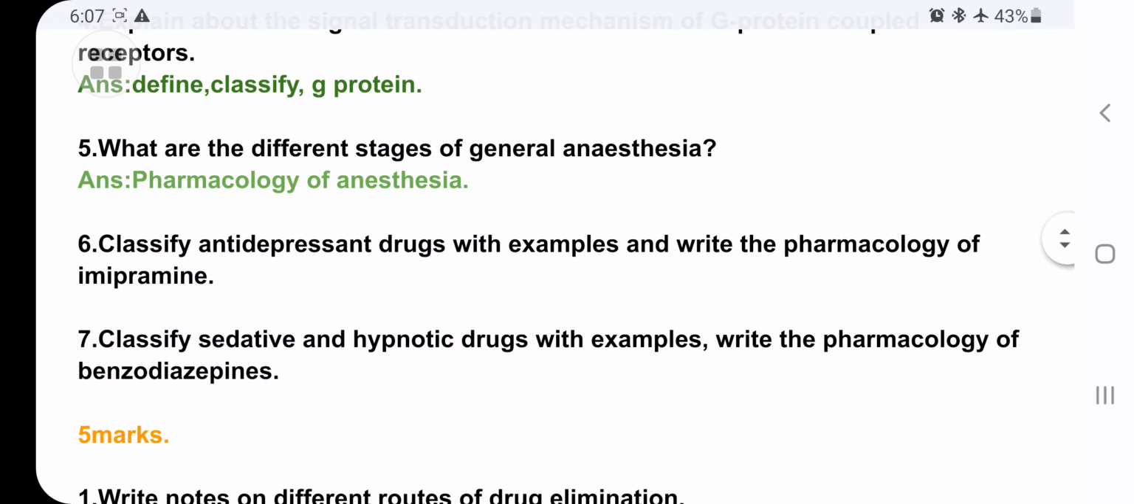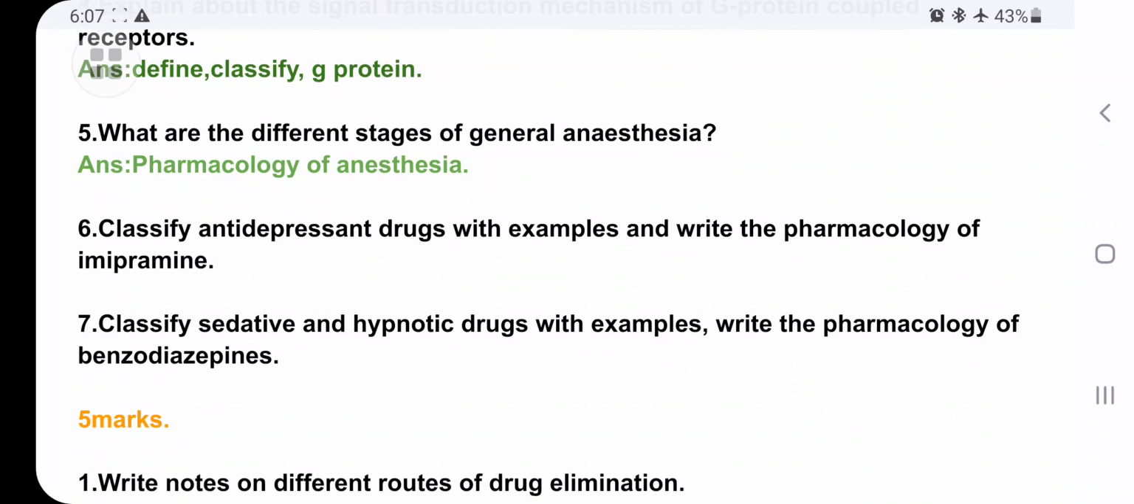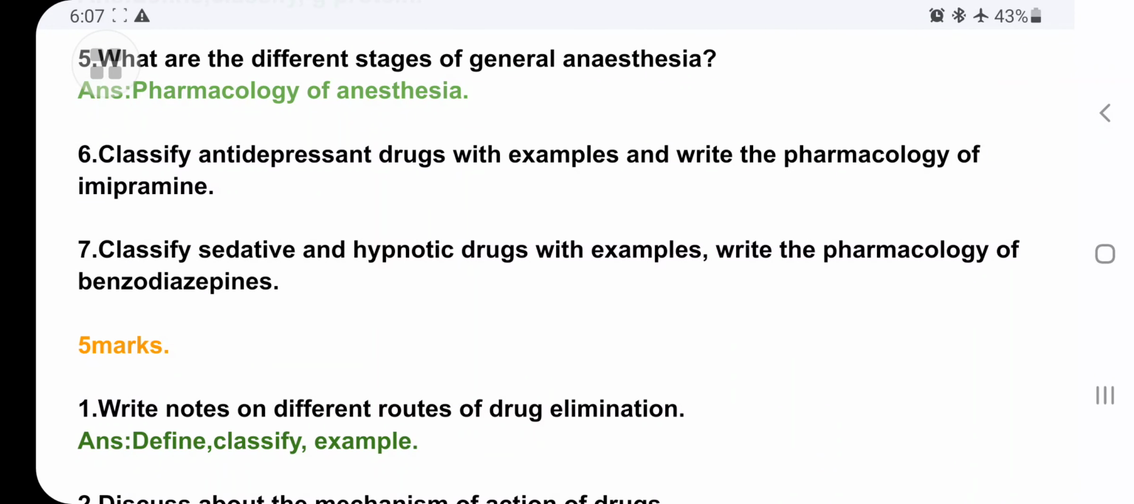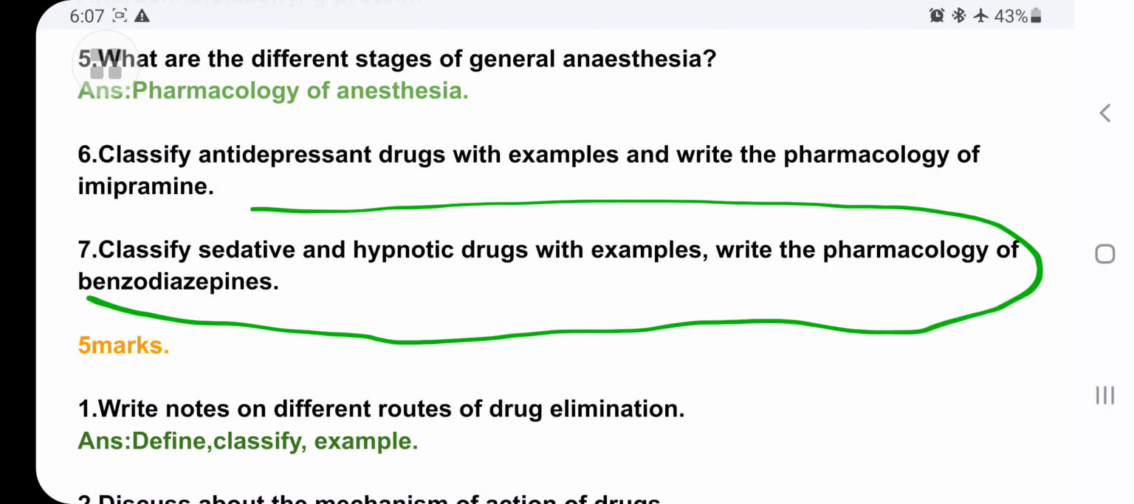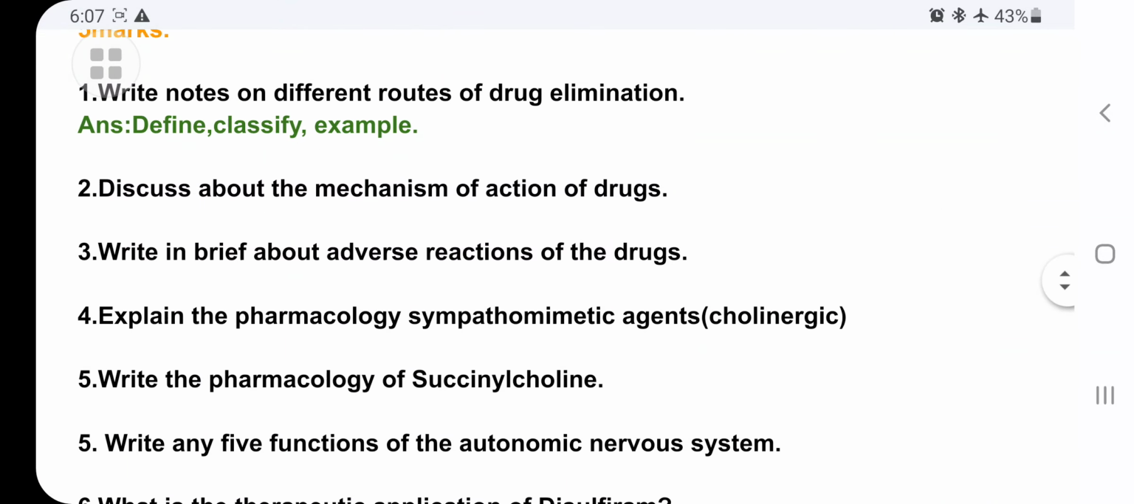Then classify antidepressant drugs with examples and the pharmacology of imipramine. Same: definition, classification, side effects, uses, contraindication, all of these you have to maintain. Classify sedative and hypnotic drugs with examples and the pharmacology of benzodiazepines. This question was also repeated in the 2023 medicinal chemistry paper, where they asked about sedatives and hypnotics and to write the SAR of the benzodiazepines. There is a high chance of it being asked here also. So write the same, except structures.